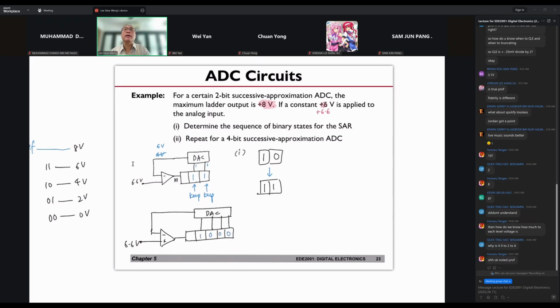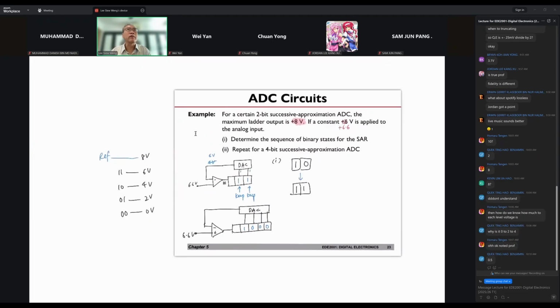In this case, if it's 4-bit, what will be the voltages? What will be the resolution? Anyone? 0.5. 16 levels, 0.5. That's correct.